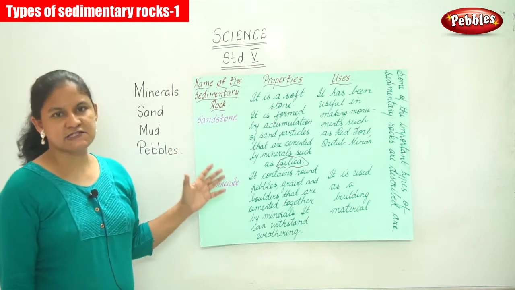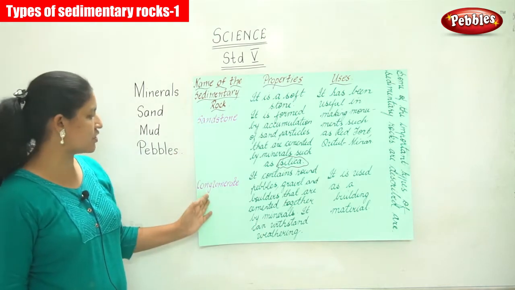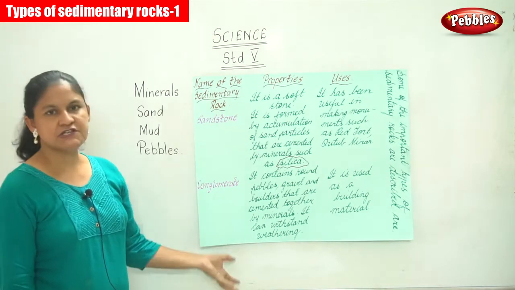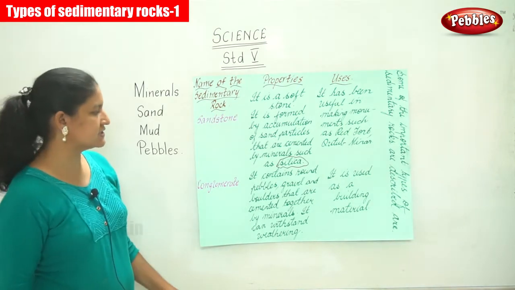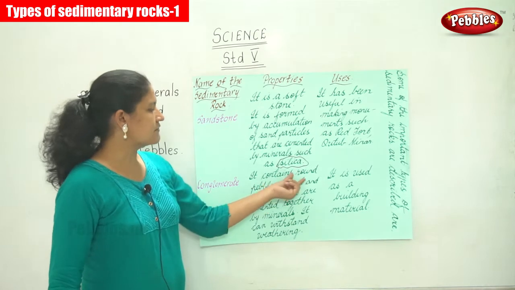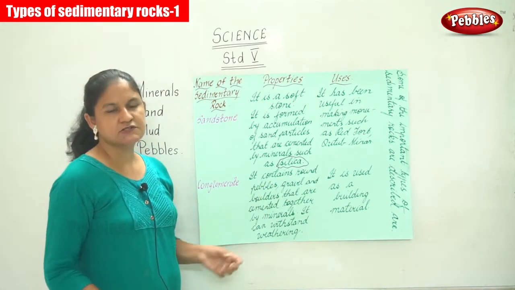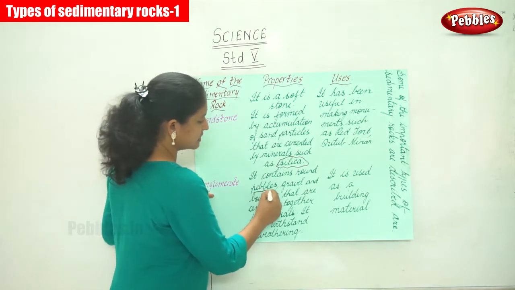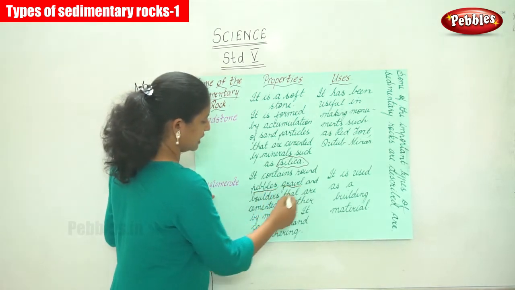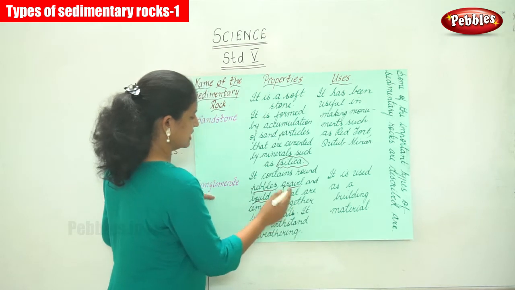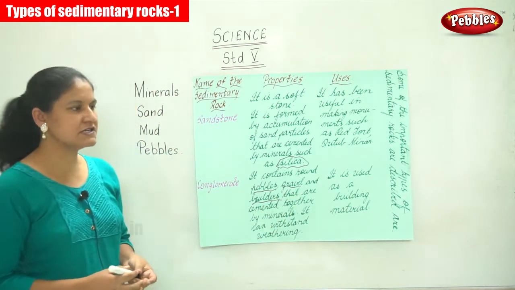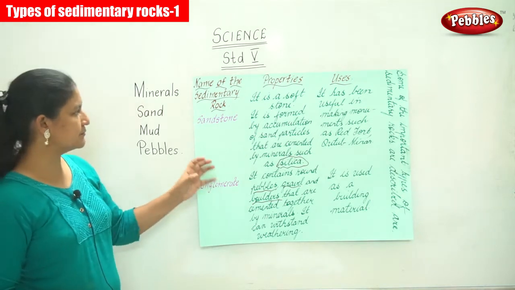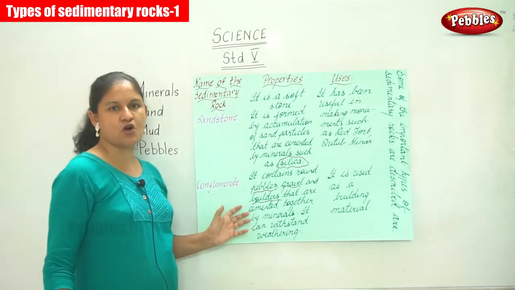Moving on to the next important sedimentary rock, your conglomerate. The property of the conglomerate is it contains round pebbles. So if you have a look at the conglomerate, it contains round pebbles, gravel and boulders that are cemented together by minerals. So the next important sedimentary rock is your conglomerate.